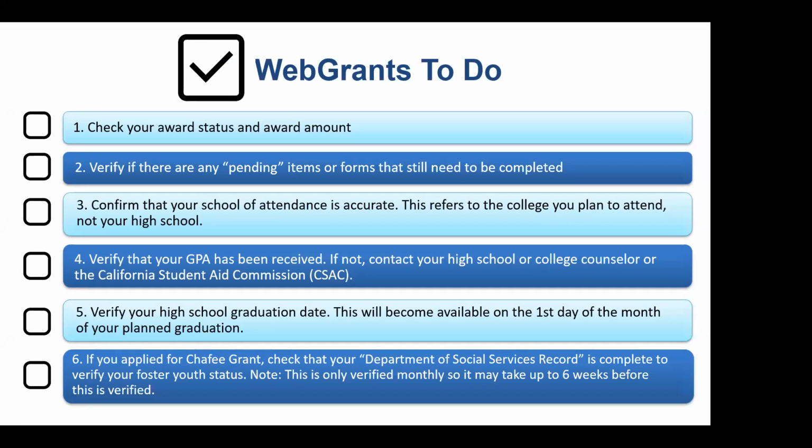Students can also check to make sure that their GPA has been received. That's really important, because in order to get processed for Cal Grant consideration, we need a financial aid application submitted by that March 2nd deadline, but we also need to make sure that a GPA has been matched to that financial aid application. So this is a really good opportunity for students to double check that a GPA has been received. And if the student has applied for the Chafee grant, which is specifically for foster youth students, they can double check that the Department of Social Services has verified their foster youth status.